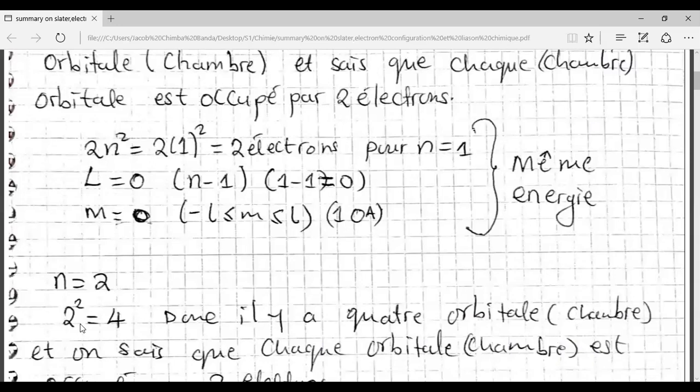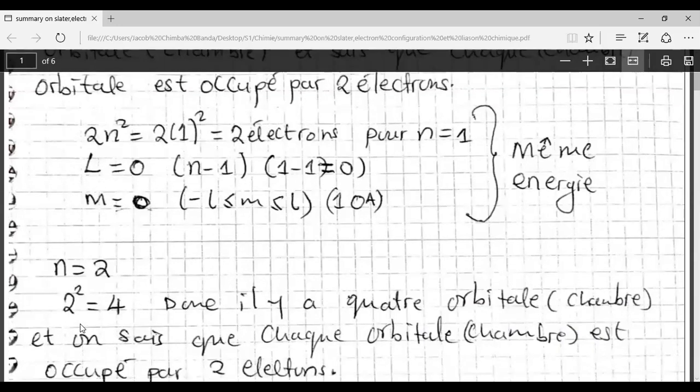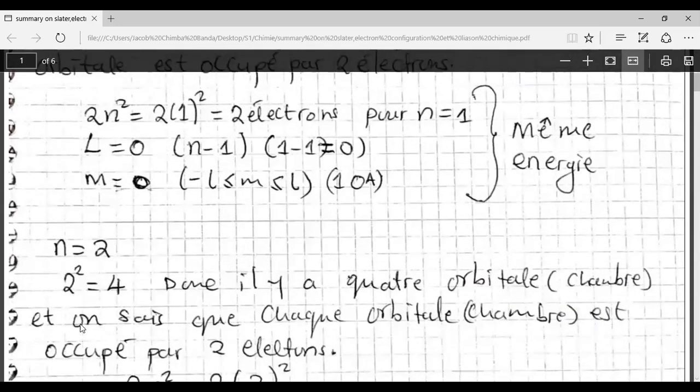And when I say orbital, just think of a room. So how many rooms do we have? 4 rooms. And in these 4 rooms, each room must always have 2 electrons in it. So that's why I use this formula: 2 times n squared, which is 2 times 2 squared, which will give us the whole number of electrons.